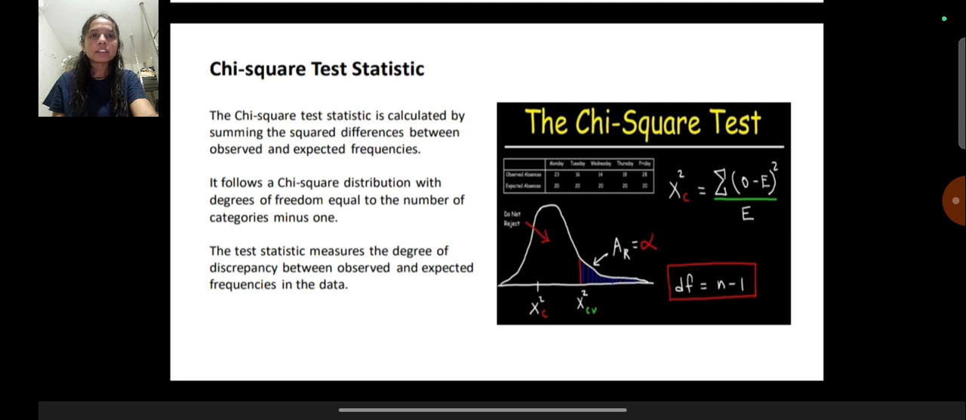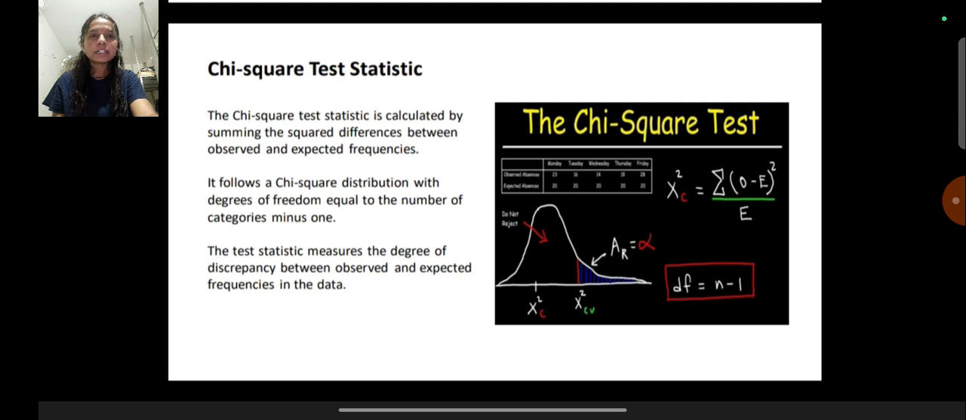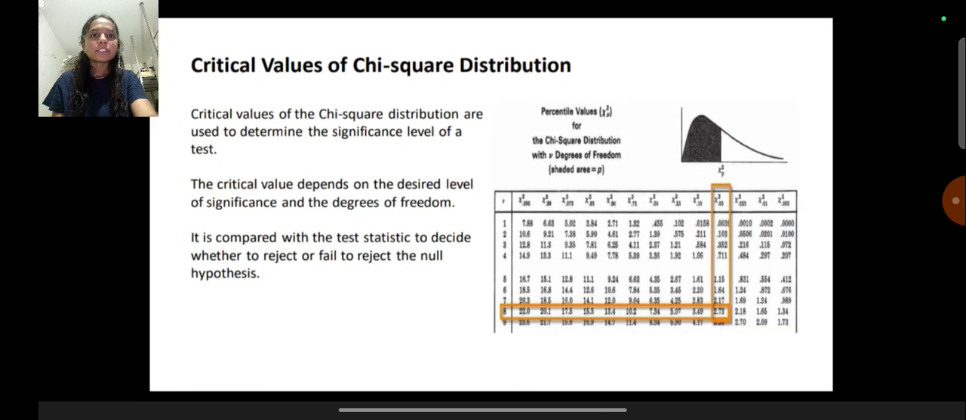The chi-square test statistic is calculated by summing the squared differences between observed and expected frequencies. It follows a chi-square distribution with the degrees of freedom equal to the number of categories minus 1. The test statistic measures the degree of discrepancy between observed and expected frequencies in the data. This is about the chi-square test statistic. And critical values of chi-square distribution.